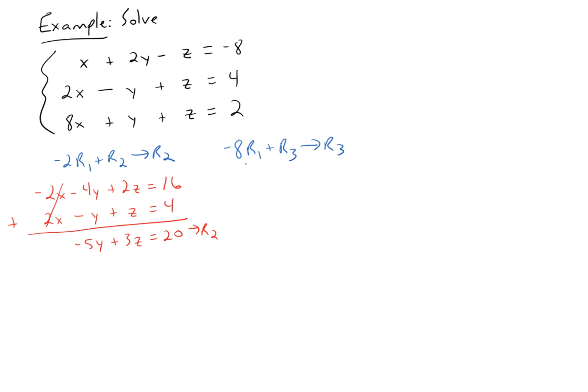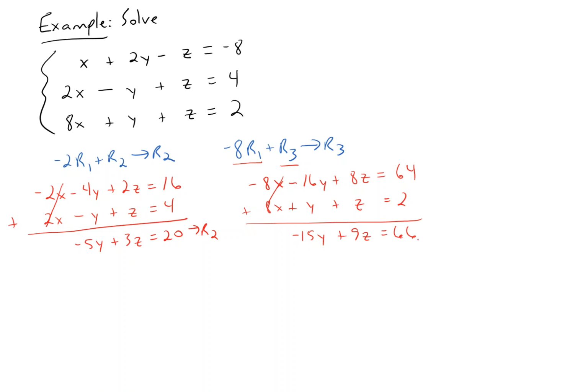Negative 8 times row 1 is negative 8x minus 16y plus 8z equals 64. Copy row 3, 8x plus y plus z equals 2. And then add those together. My x's cancel. I get negative 15y plus 9z equals 66. Okay? And that's going to be my new row 3.